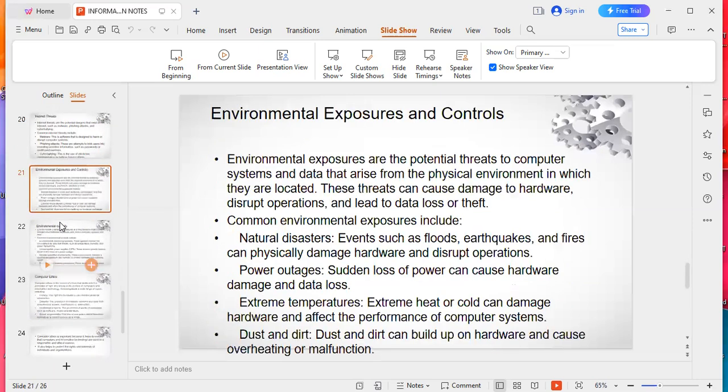Let's now move on to environmental exposures. These are exposures that threaten a computer system from the physical environment in which it is located. The common ones include the natural disasters that we have mentioned before: floods, earthquakes, fires, and power outages, which are very common in our country. That is sudden loss of power. This can cause hardware damage and data loss. And of course, extreme temperatures.